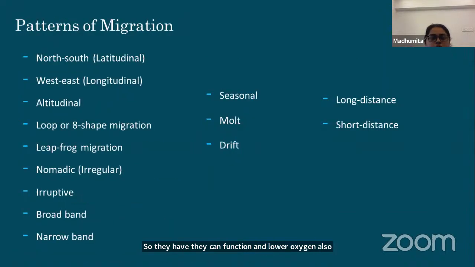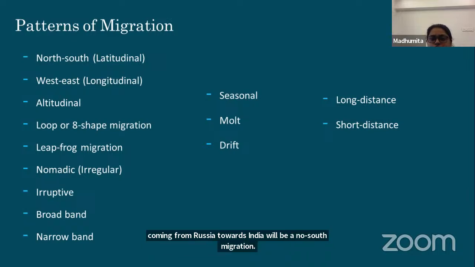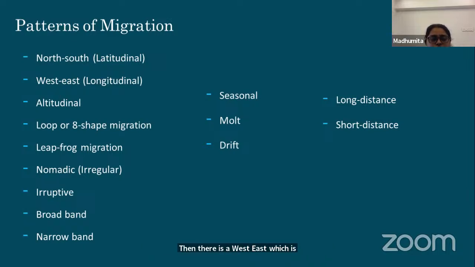And now coming to the patterns of migration, we talk about north-south migration, which we have already seen. The latitudinal migration coming from Russia towards India will be a north-south migration. Then there is west-east, which is longitudinal migration, altitudinal, and there are a lot of other kinds of migration seen here.